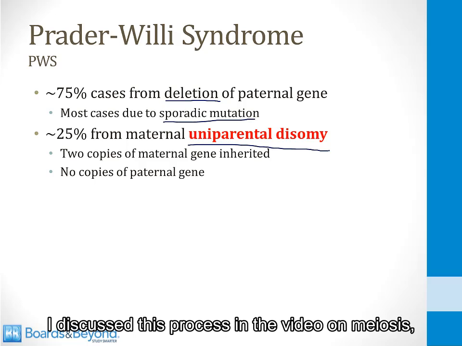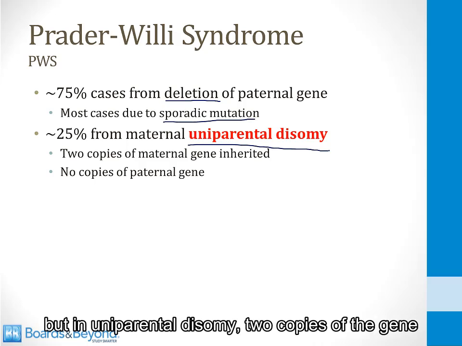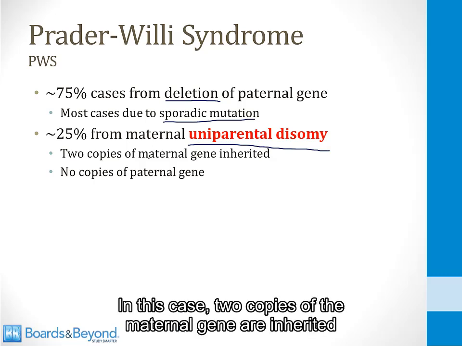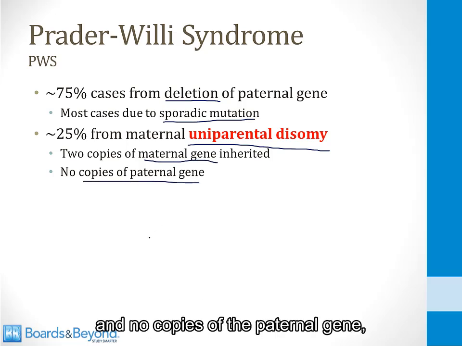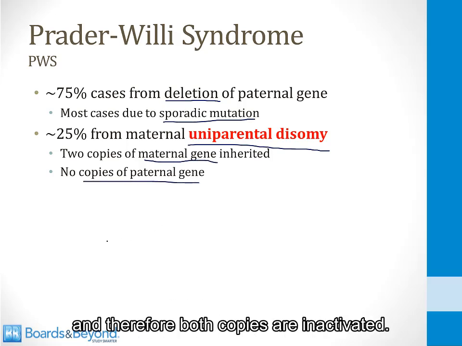I discussed this process in the video on meiosis, but in uniparental disomy, two copies of the gene are inherited from one parent. In this case, two copies of the maternal gene are inherited and no copies of the paternal gene, and therefore both copies are inactivated.